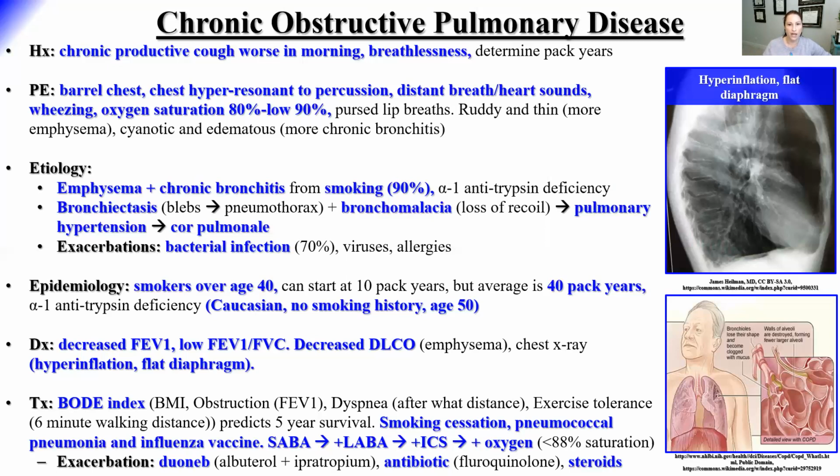Oxygen is indicated if they run at less than 88% oxygen saturation, and a lot of that is insurance driven. They have to be able to show, based on the 6-minute walk test, a decrease in oxygen saturation. If they're having an exacerbation of COPD, we can do a duo-neb, which is albuterol and ipratropium. Antibiotics like fluoroquinolones are commonly used, and then steroid medications to decrease that inflammatory process.